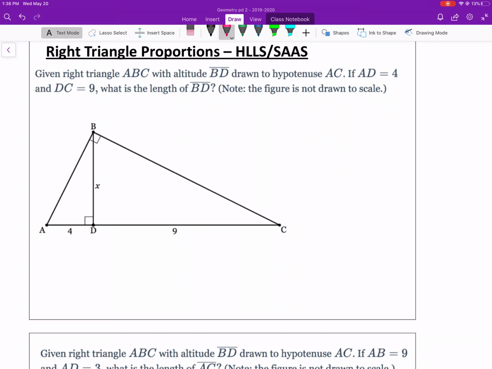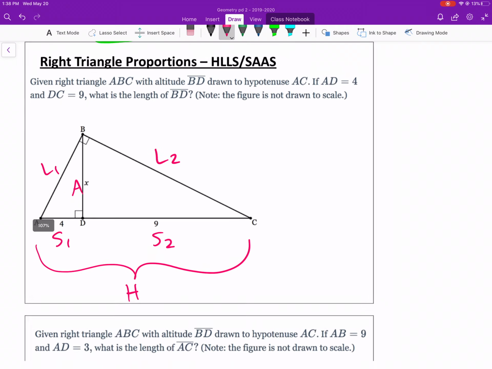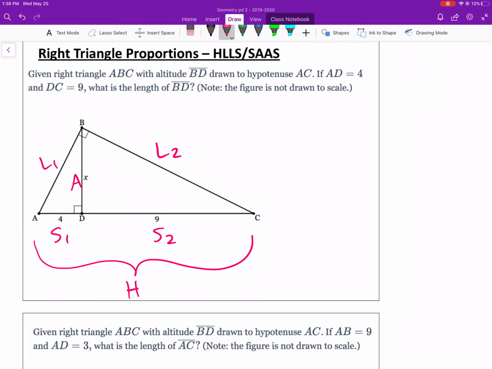So remember, with these HILLS and SAS questions, it's definitely important to label our segments, our legs, our altitude, of course, and remember, in total, the two segments make the hypotenuse. Okay, so we have to think about what we're going to use. Are we going to use HILLS or are we going to use SAS? Think about what's given. These two segments are given, and we're looking for the altitude. So that would be a classic example of SAS.